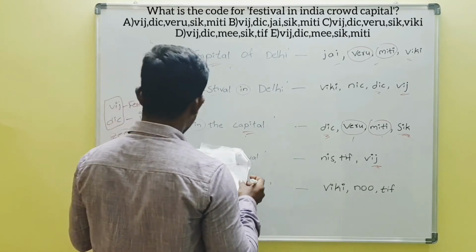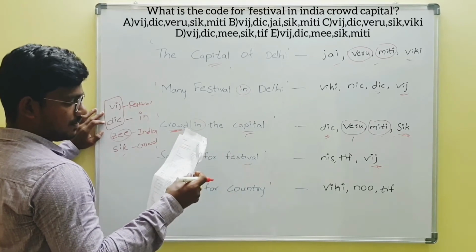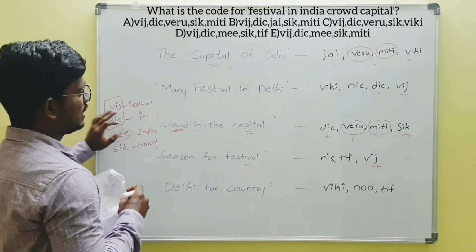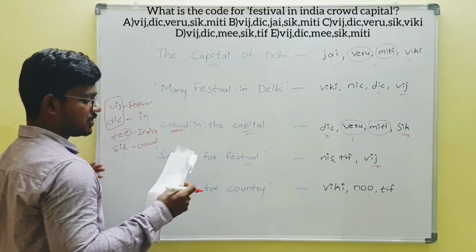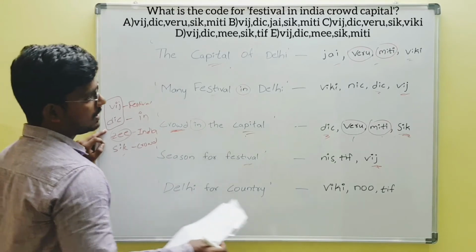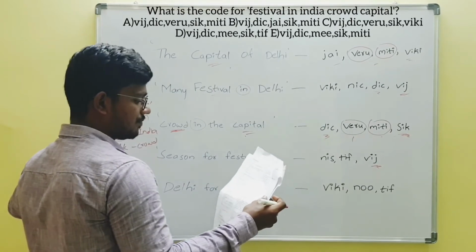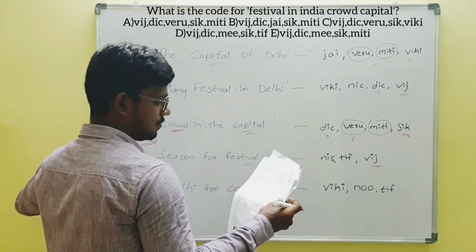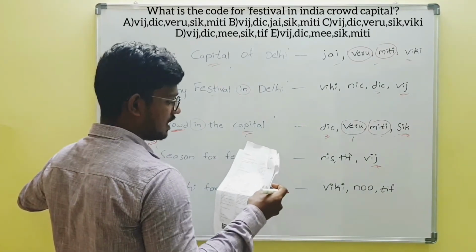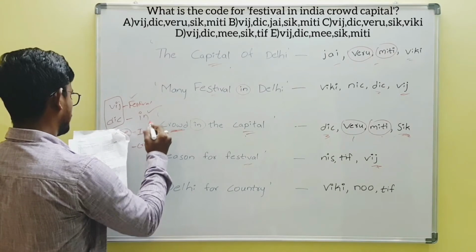And option C is VIJ, DIC, VERU might be taken, okay, SIK and VIKI. So VIK is not in our list, so I can eliminate option C. And option D is VIJ, DIC, MEE. See here, MEE is not used in any of the given codes, so MEE can be coded for India, okay. And SIK is obtained TIF. See, TIF is not in our list, so I am eliminating D. So my option left is VIJ, DIC, MEE.